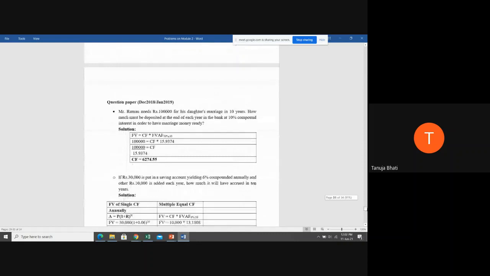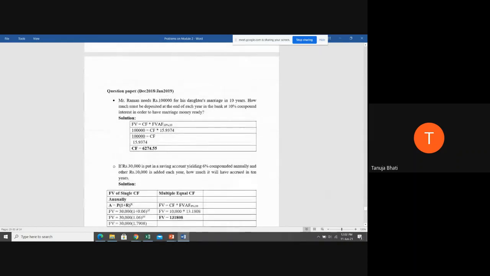Next question paper. This was from December 2018, January 2019. Now you are all supposed to answer again. Mr. Raman needs 1 lakh for his daughter's marriage in 10 years. Interpret the sentence, understand the sentence. How much must be deposited at the end of each year in the bank at 10% compounded interest in order to have the marriage money ready?